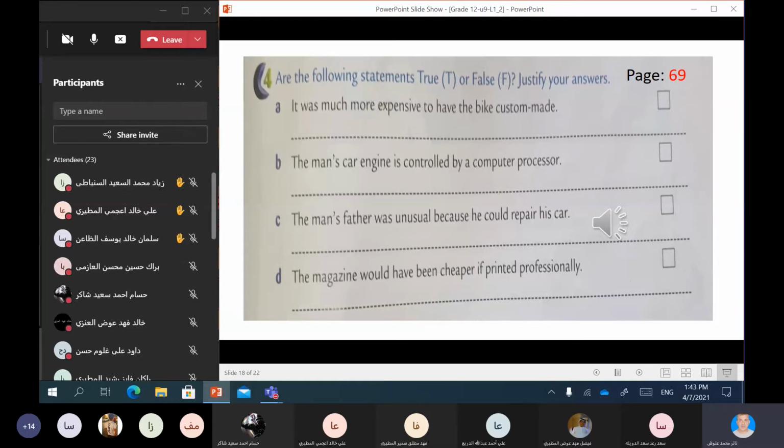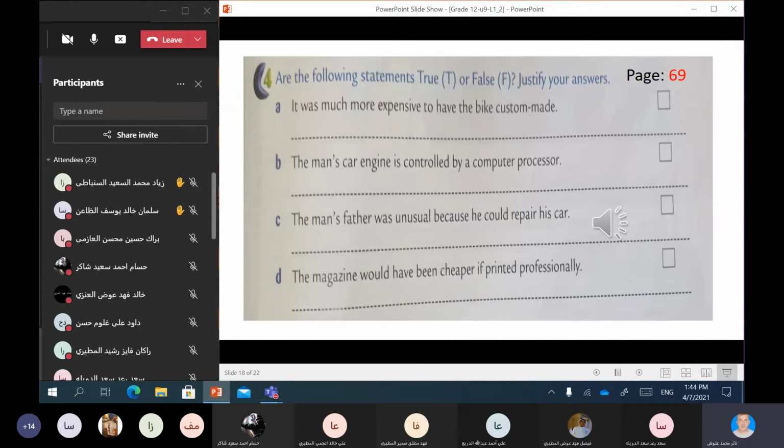Let's move on to exercise 4. Look at page number 68. Okay. Here we have true false statements. So we are going to write here T means true or F means false. Look at the instructions. Are the following statements true or false? Justify your answers. We will try to justify answers too.